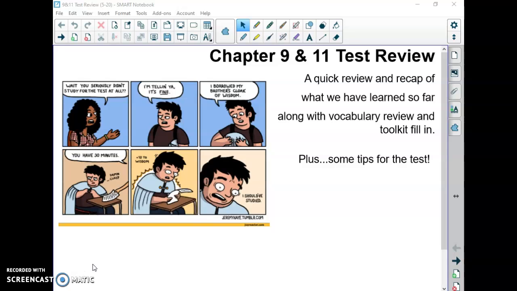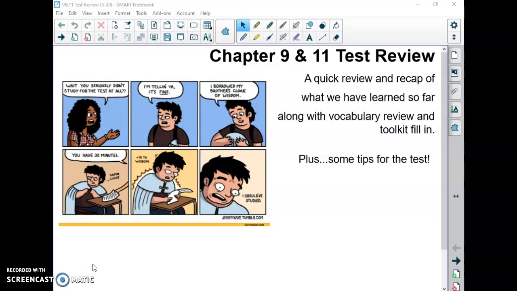Chapter 9 and 11 test review, quick review and recap of what we've learned so far, along with vocabulary review and toolkit fill-in, plus some tips for the test. FYI, this one might be a little bit longer than normal. There's a lot of formulas and stuff to go through, so I'm going to try and keep it short. If you need to pause and write down a formula, you certainly can.